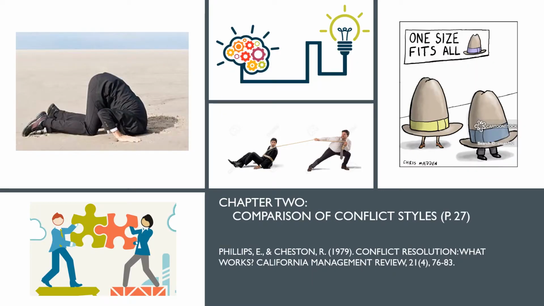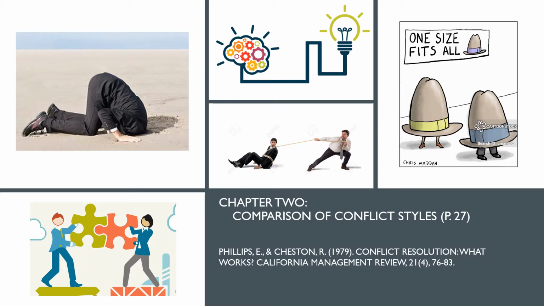The third concept I'll be talking about is comparison of conflict styles, which is in Chapter 2, page 27. Here the textbook talks about some studies done by Phillips and Cheston, where they compared the effectiveness of 5 different conflict resolution styles, which are avoidance, forcing, accommodating, compromising, and problem solving.